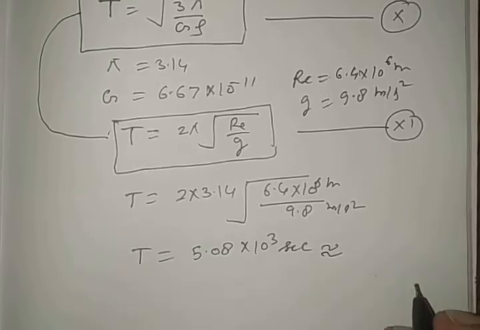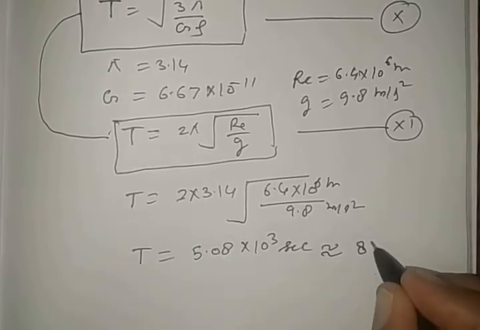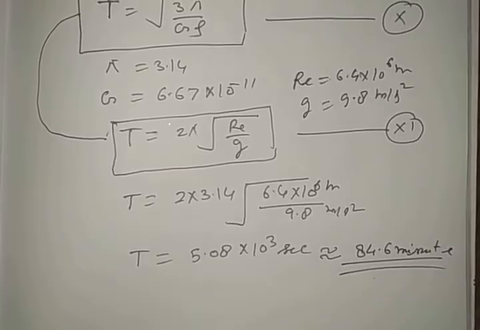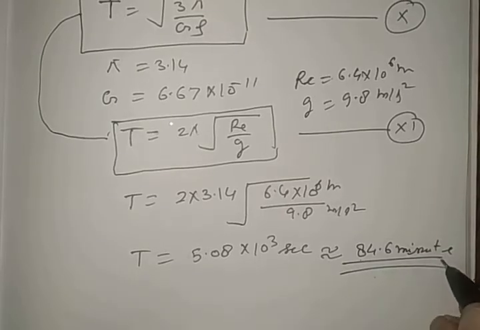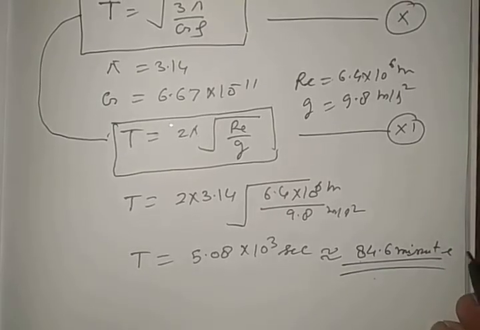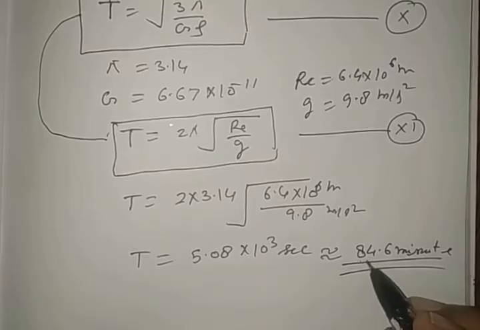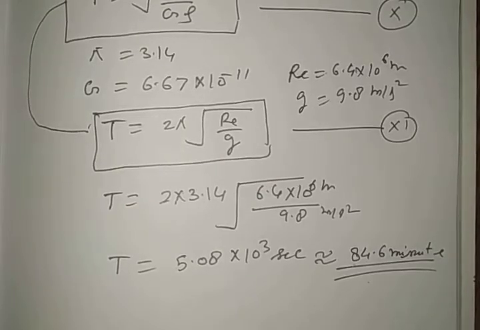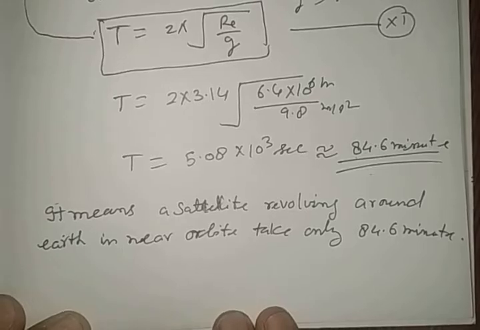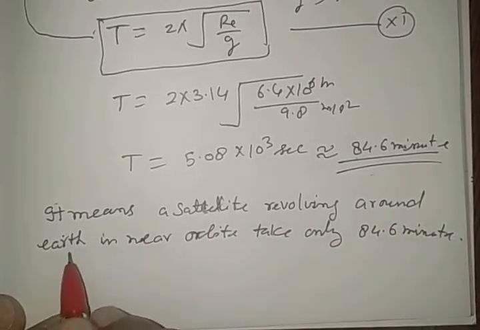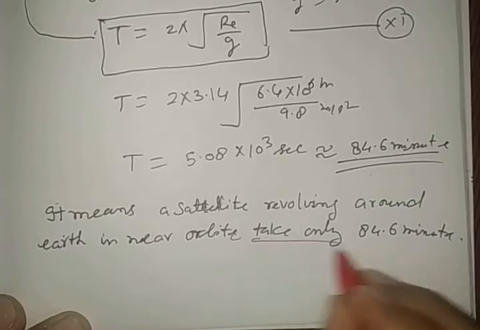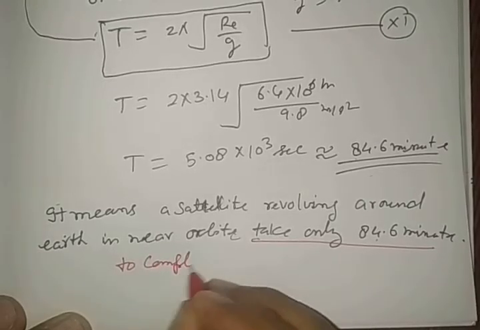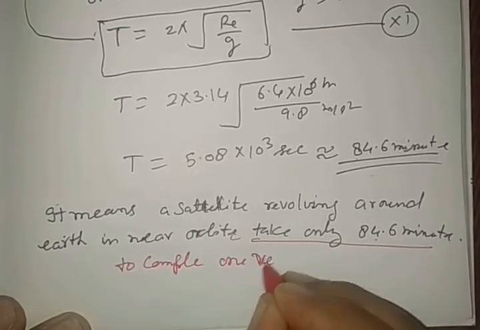Approximately, when we convert to minutes, it becomes 84.6 minutes. So see very carefully, an artificial satellite, a satellite revolving around the Earth near to the surface, takes only 84.6 minutes to complete one revolution. It means a satellite revolving around Earth in a near orbit takes only 84.6 minutes to complete one revolution.